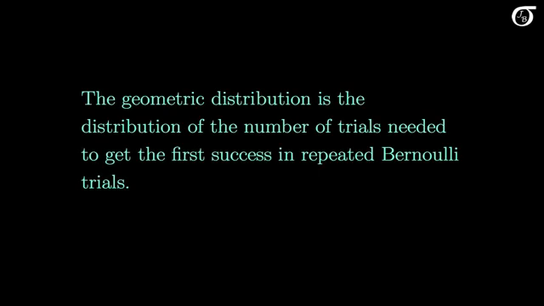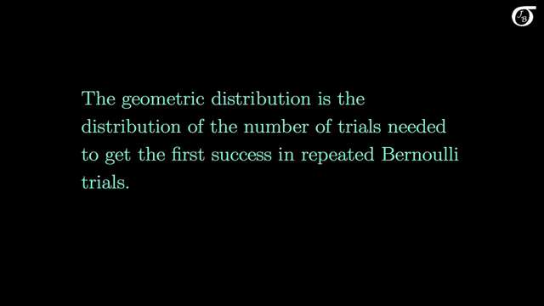The geometric distribution is the distribution of the number of trials needed to get the first success in repeated independent Bernoulli trials. The distribution of the number of trials needed to get the first success can be important to us at times, for example, if we're trying to find someone who can perform CPR.